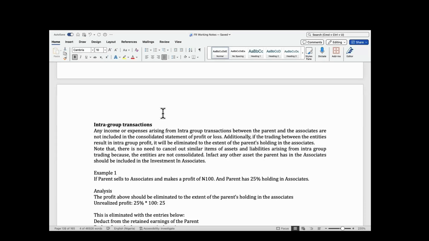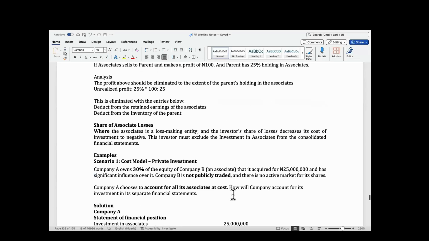You don't need to cancel out similar assets and liabilities here, because you don't consolidate. In fact, if you have any other assets in the associate, you add them as part of your investment in the associate in the consolidated account. So that is all. But remember that using the equity method, you are adding your share of profit in the associate.